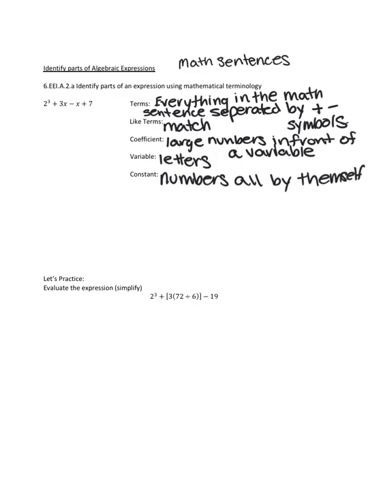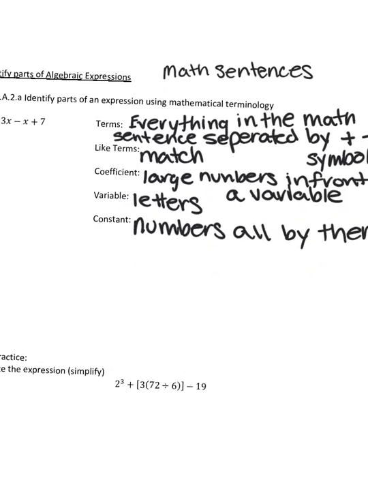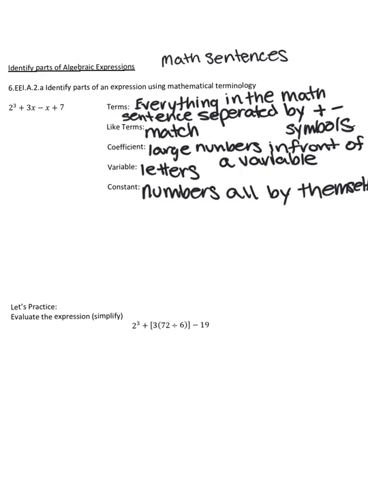Okay, so looking at this problem that we have, we are going to identify our terms, our like terms, our coefficients, variables, and constants. So the very first thing that we are going to identify are our terms. Our terms are everything separated by a plus or a minus sign. Notice, I put different amounts of lines under each term.